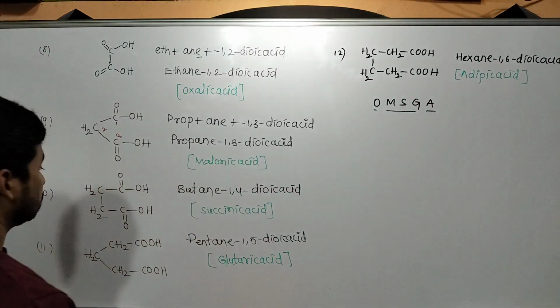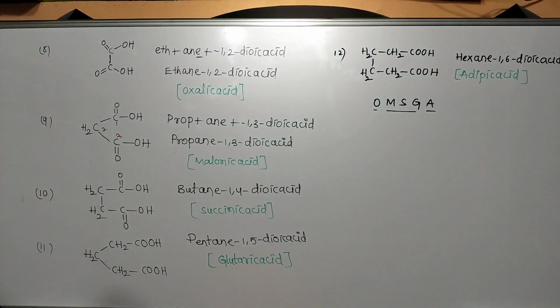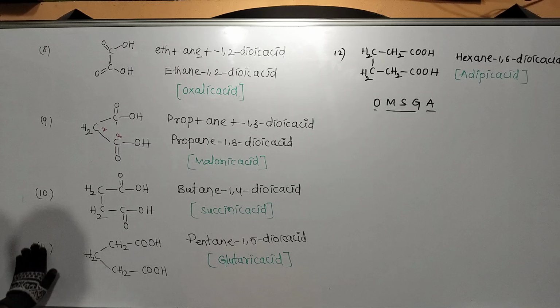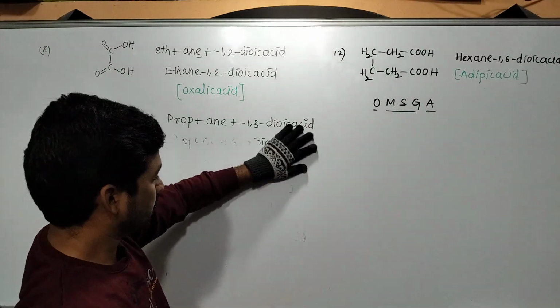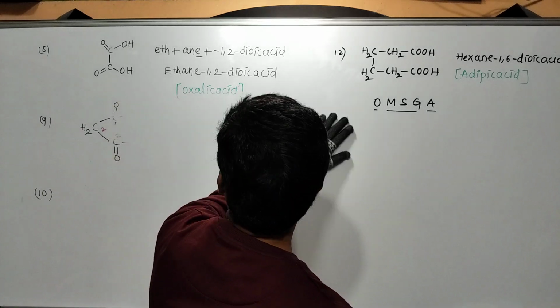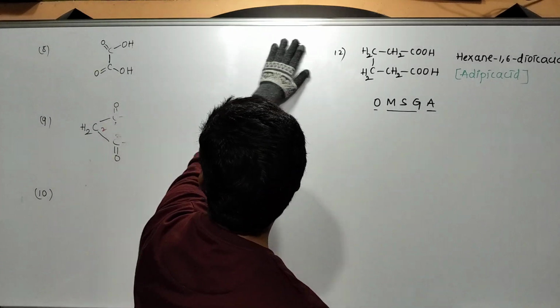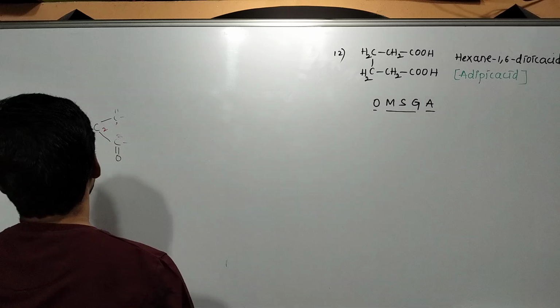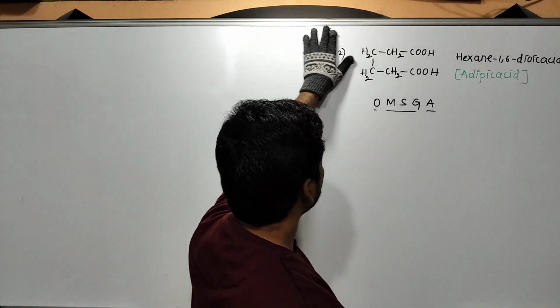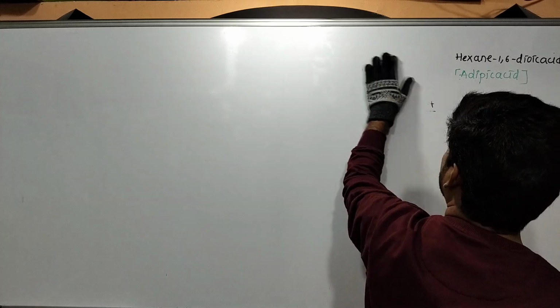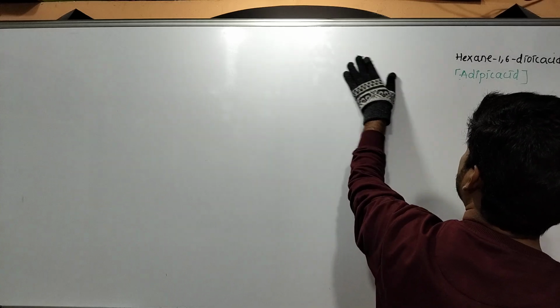Next, take a screenshot, I am going to rub this. Derivatives of carboxylic acids. Acid halides, amides, esters, anhydrides are derivatives. Those are said to be derivatives.